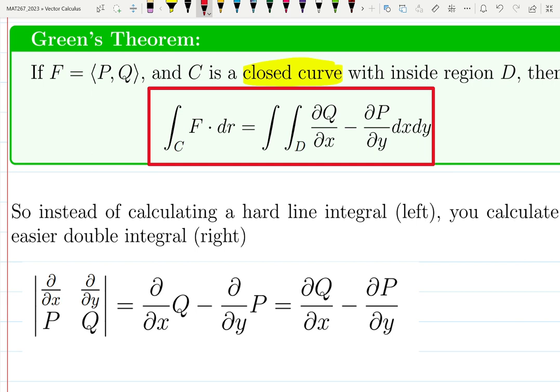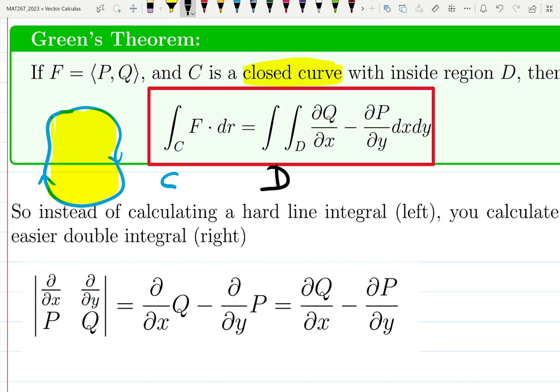From a single integral to a double integral, but the idea is that the double integral is easier. And the difference is we worked over C, which is a closed curve, right? For example, like this. Instead, we're going to work over D, that is the region inside. When we talk about areas and volumes, those are double integrals, so it intuitively makes sense that we're moving to a double integral over D.